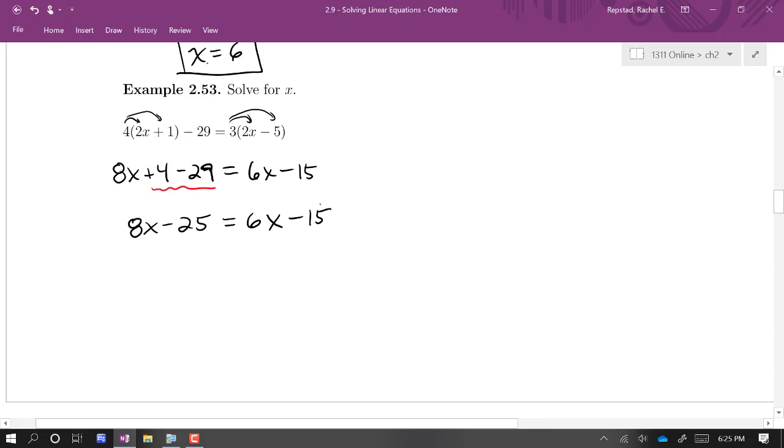Now I've simplified both sides. I want to get all of my x's on one side, everything else on the other side. So I'm going to get all my x's on the left, which means I'm going to subtract 6x because I don't want them on the right side. And if I'm subtracting 6x over here, I need to also subtract 6x over here. And I'm going to add 25 so I can get all my constants on one side, and that means I also need to add 25 on this side.